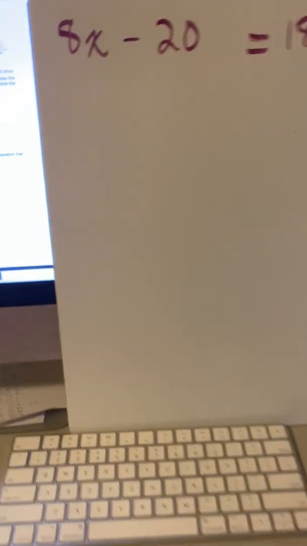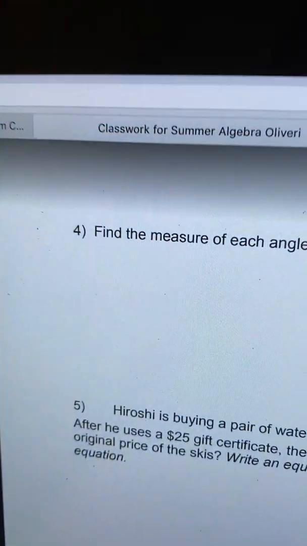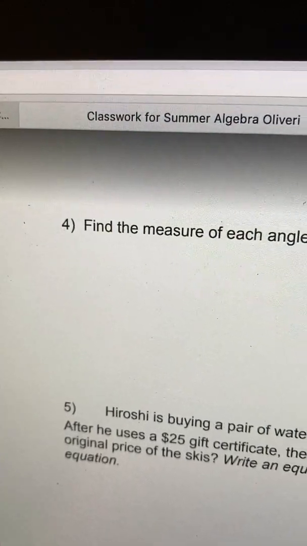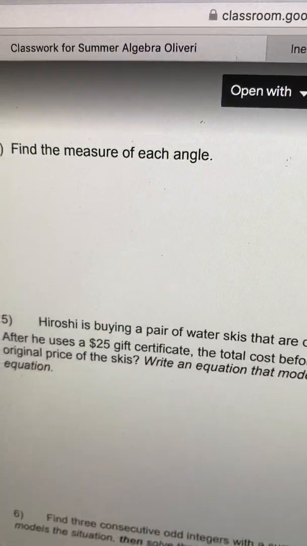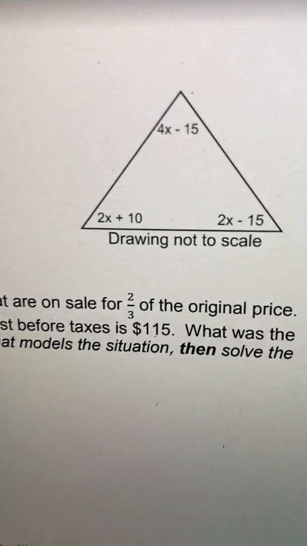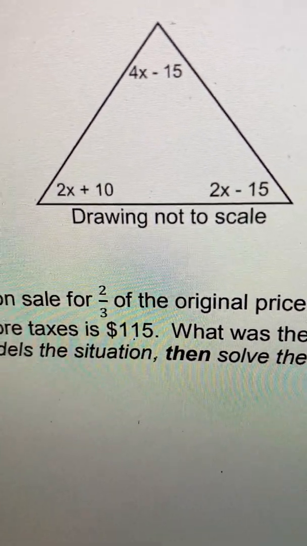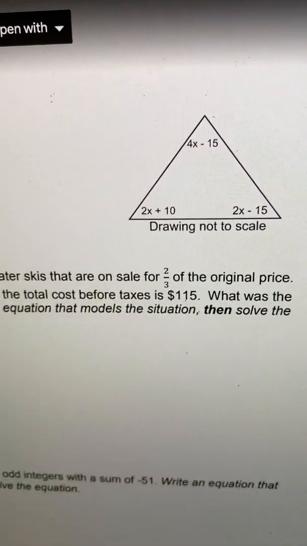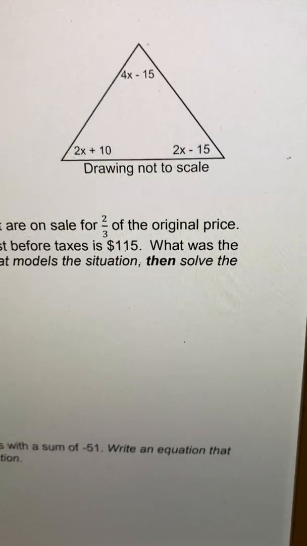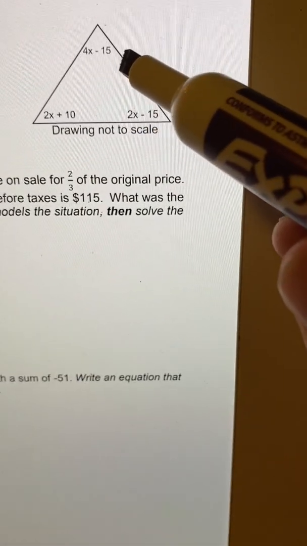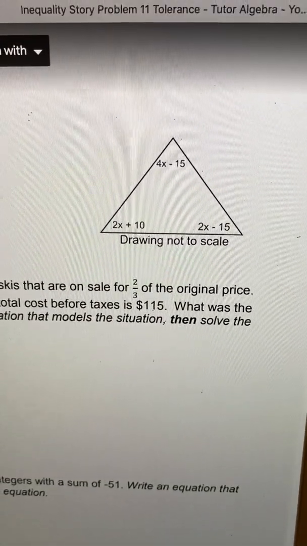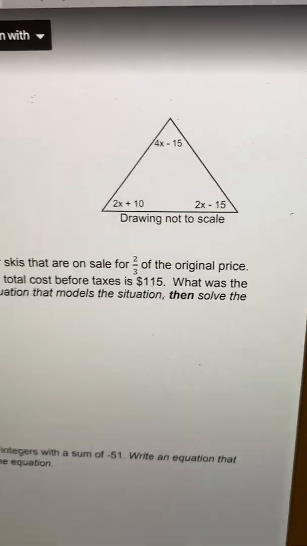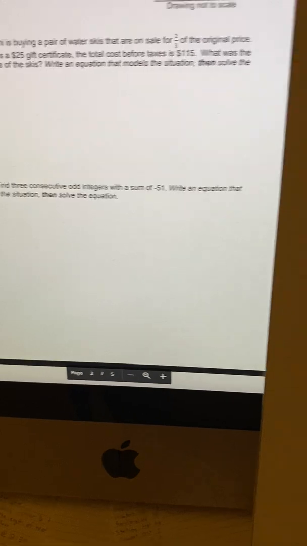Now be very careful. They're not asking for x. They're asking you to find the measure of each angle. So when you find x, then you have to substitute it in for the x in this problem. Let's say when you work it out, x is 10. That means you've got to put a 10 in for the x here, a 10 in for the x here, a 10 in for the x there. So it'd be 4 times 10 is 40, minus 15, and so on and so forth. So that's how that one works.